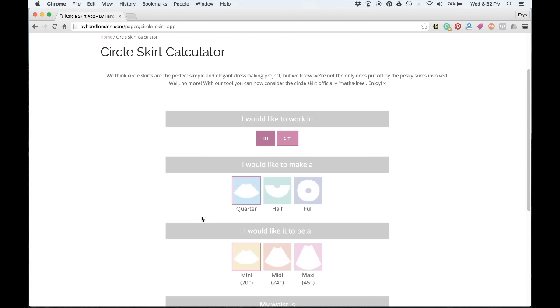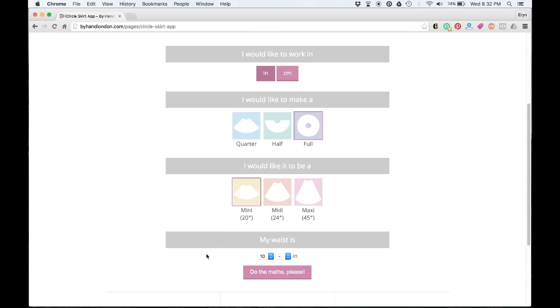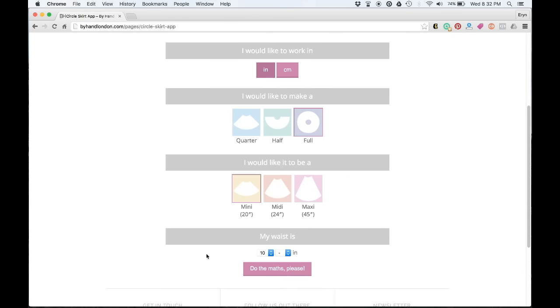What we're going to do for this skirt is select the full circle skirt. And you would select which length you would like. But really, you can use whatever length you want. It's just that these guidelines help this calculator tell you how much fabric you're going to need. So pick the length closest to what you're going to do. For my case, I selected a midi length because I did my skirt to be about 23 inches. So I'm going to go with midi.